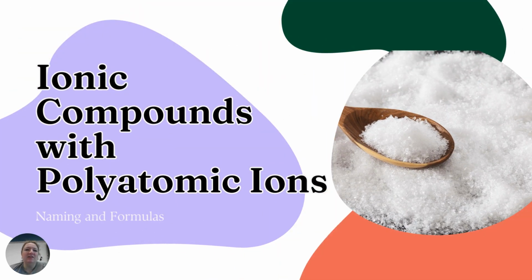Hi, everyone. We're going to take a look at ionic compounds with polyatomic ions, how to name them, and how to do formulas. They're a little bit harder than the binary. The main difference is we have subscripts, and then we also, in some cases, need parentheses. So we're going to start with the names.